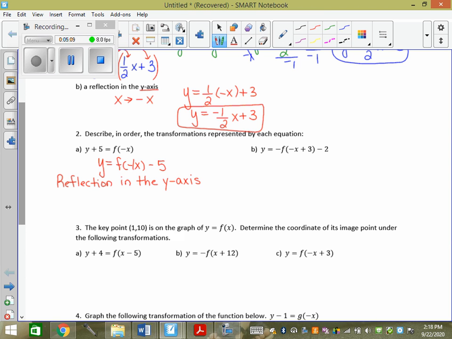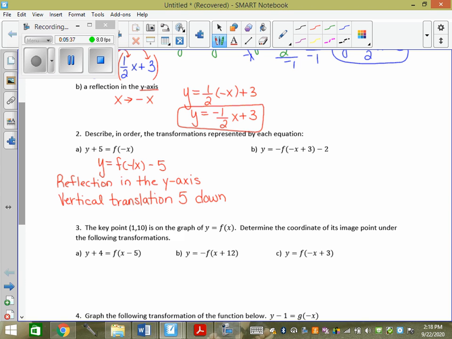And then I have a vertical translation, space too short for me, vertical translation, five down. If you put down 5, that's fine too. Same thing. Because this isn't with the x, it's not in the bracket, right? So it's 5 down.